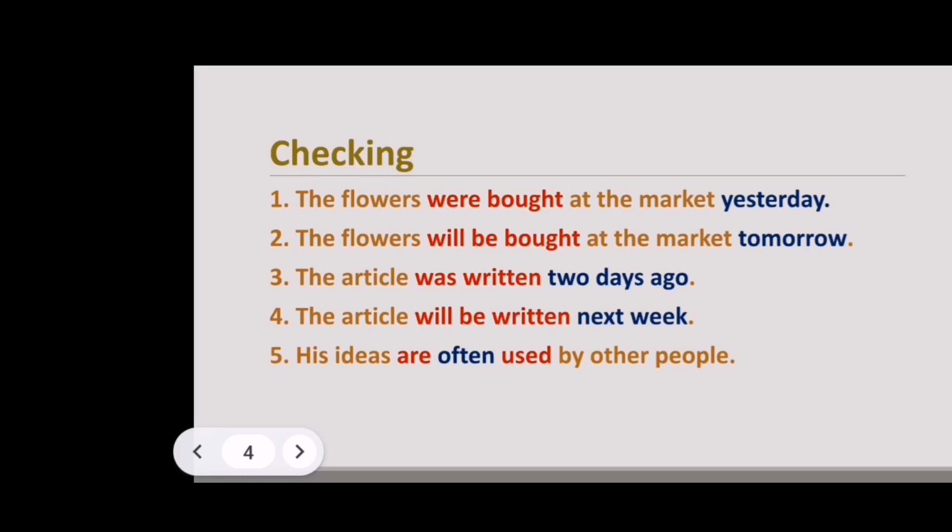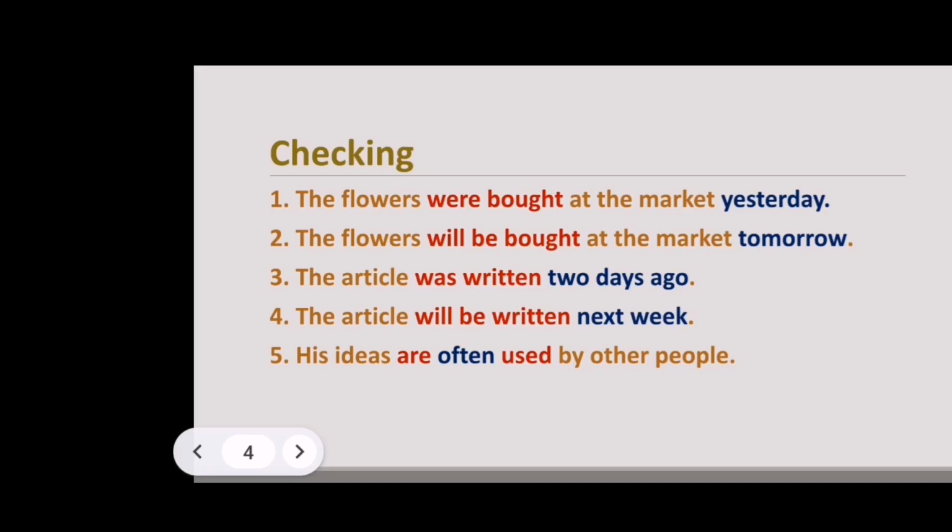Now you can see the correct answers. The flowers in the plural and yesterday, past simple, so were bought. The second sentence, the flowers in the plural and tomorrow, future simple, will be bought. Number 3, 2 days ago, it is again past simple, the article in the singular, was written. Next week, it is future simple, and the article in the singular will be written.